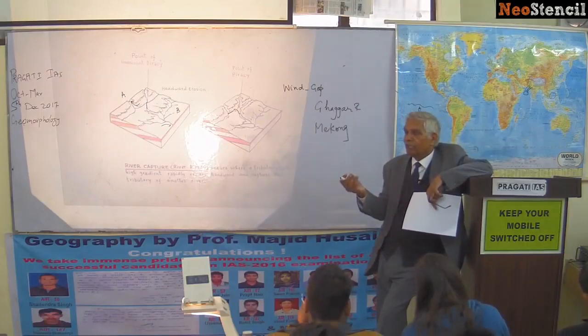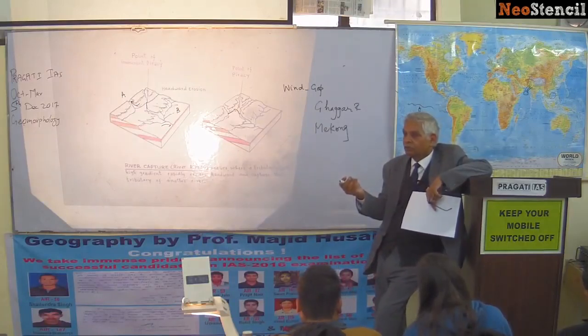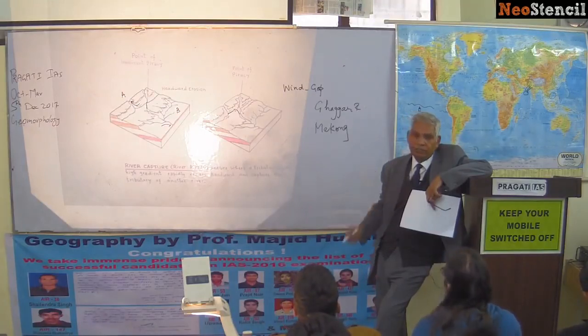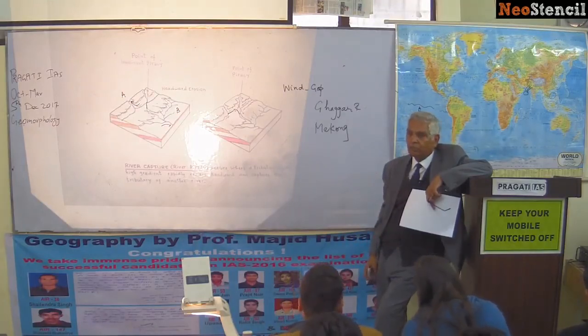If you write this much, the concept is clear to you, but try to explain that it is a phenomenon of the youth stage in the life cycle of a landform or river history.